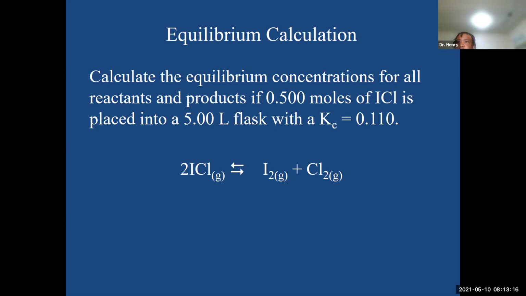Calculate the equilibrium concentration for all the reactants and products if 0.5 moles of iodine chloride is placed in a 5.00 liter flask with a Kc equal to 0.110. So we already have the equation set up for us. We want to make sure that the equation is balanced. Is the equation balanced? Yes. Okay, good.